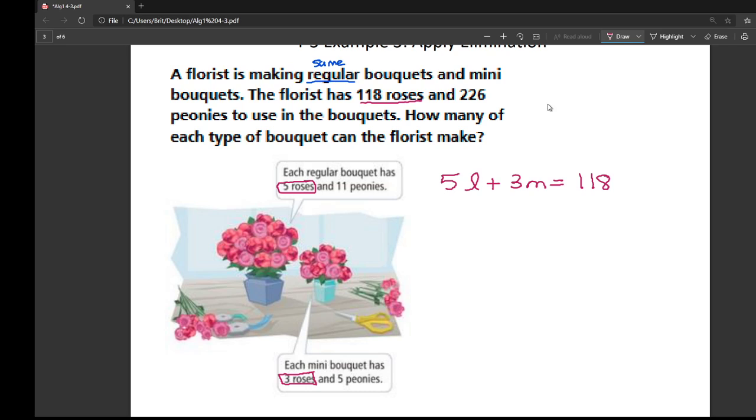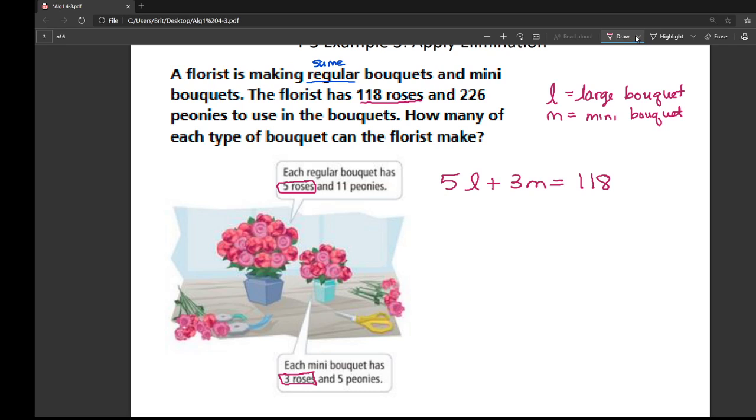So again, L is for the large bouquet. I don't know how to spell bouquet. Okay. And then again, M is for the mini bouquet.